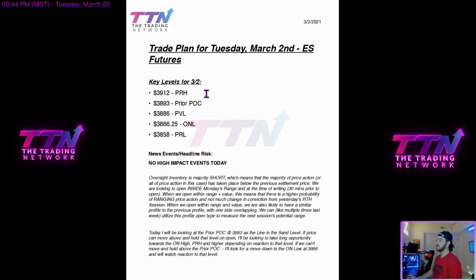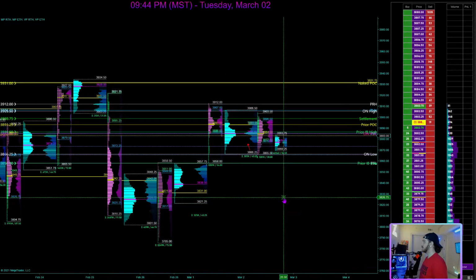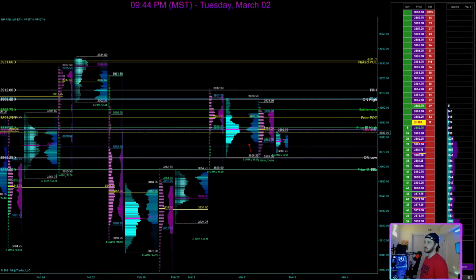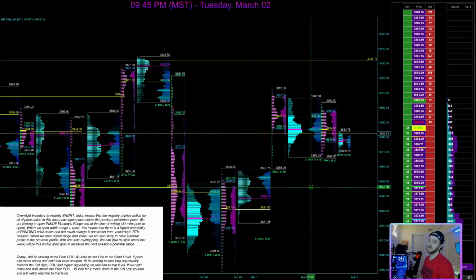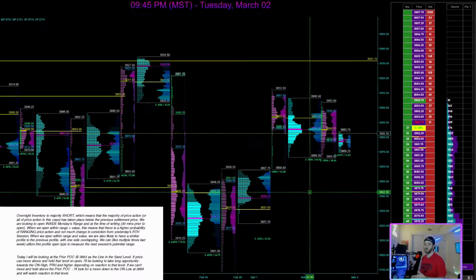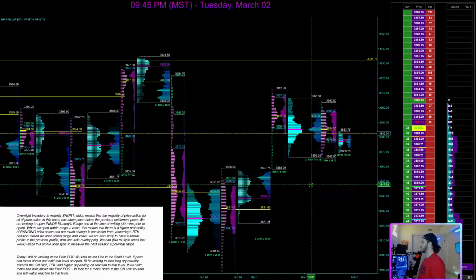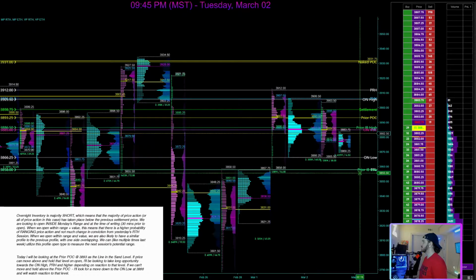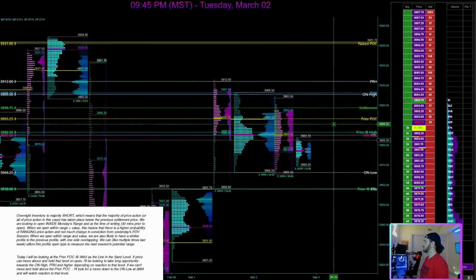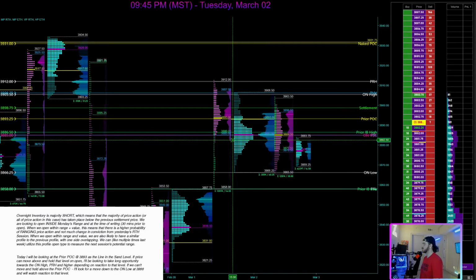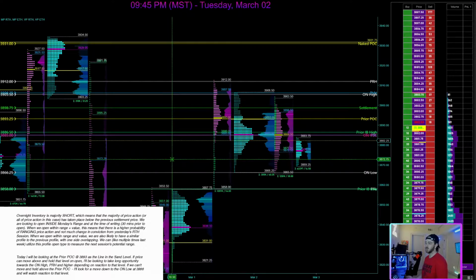Now let's get over to the market profile and get into some detail here. All right, so getting into my analysis pre-market, overnight inventory was majority short, which means that all of the price action in this case was taking place below the previous settlement price, and we were looking to open inside of Monday's range and value. So if I bring my levels up here, you can see that settlement was right here, and a majority of the overnight price action was below settlement, which tells us that overnight inventory was indeed short.